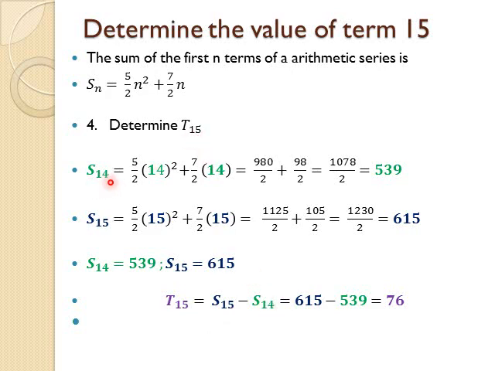So first I have to get 14, so there 14 squared plus 7 over 2, 14. That simplifies to 1078 over 2, which gives me 539. 15 squared, which is 225, times 5 gives me 1125. 15 times 7 gives me 105. I add that, I get 1230 over 2 equals 615. So sum to 14 terms equals 539. Sum to 15, 615. So term 15 equals the sum to 15 terms minus the sum to 14 terms. 615 minus 539, and term 15 equals 76.